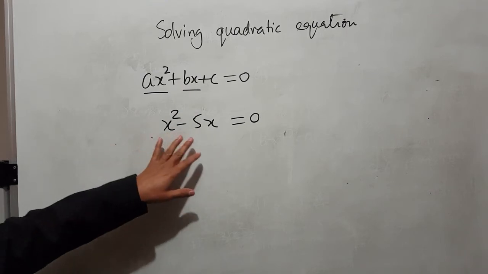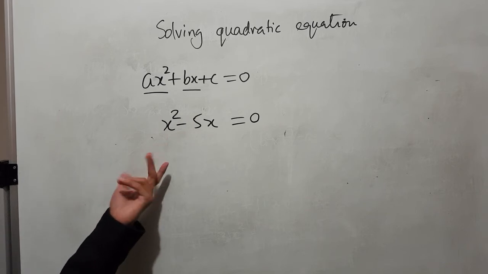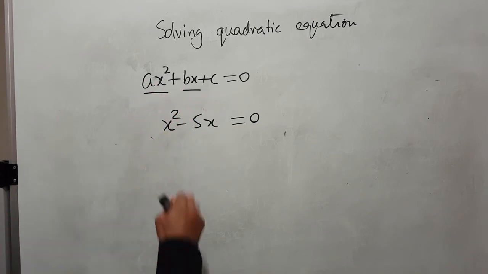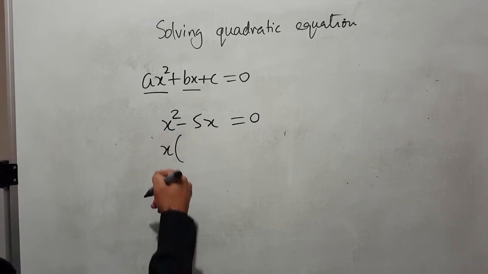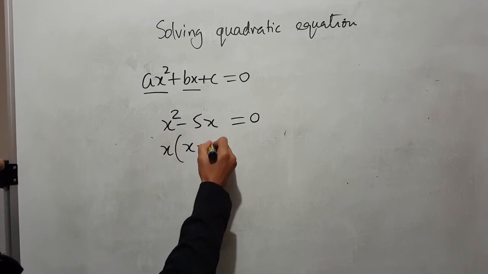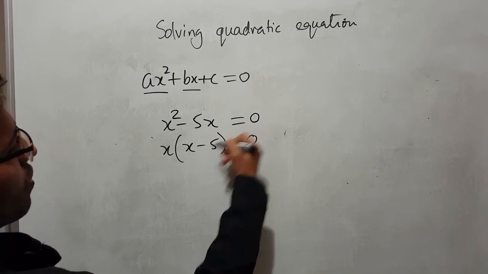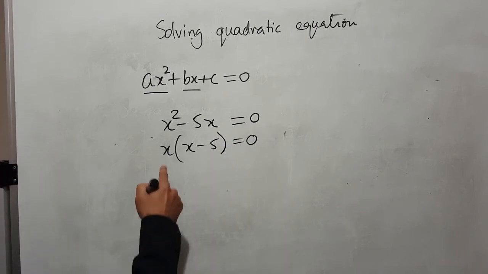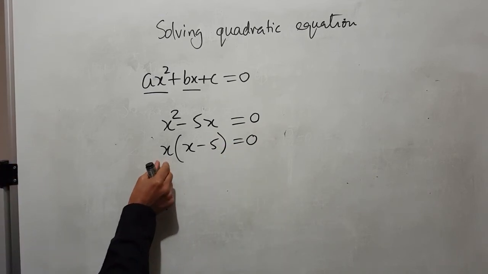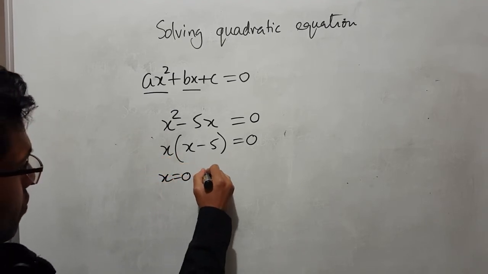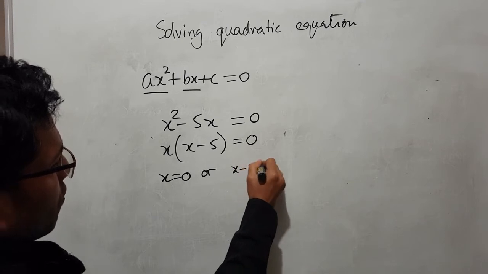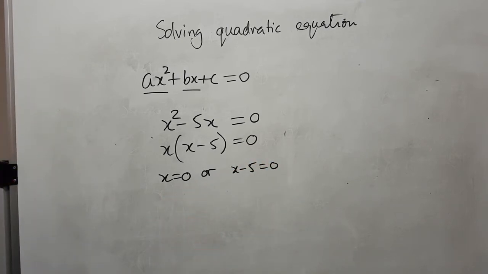So again we have to do factorizing. And how to factorize? For any quadratic without a constant, what you need to do is just take the common factor, and x is the common factor. Then we have x times x minus 5 is equal to 0. And then again there are two things in a product relation, x times this. So either x equal to 0 or x minus 5 equal to 0.